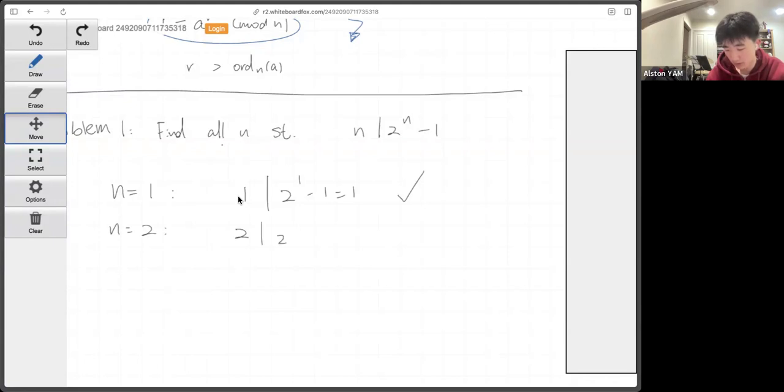2 divides 2 to the 2 minus 1, which is equal to 3. That is wrong. So 2 is not a solution. n equals 3. 3 divides 2 to the 3 minus 1, which is equal to 7. That's wrong.